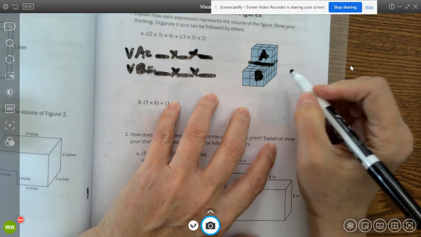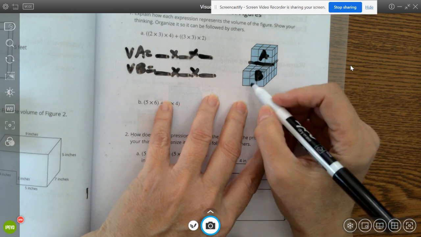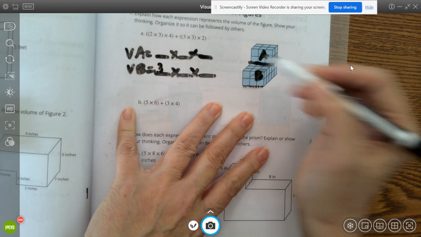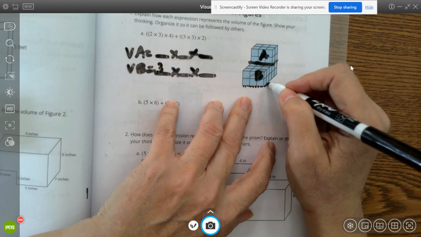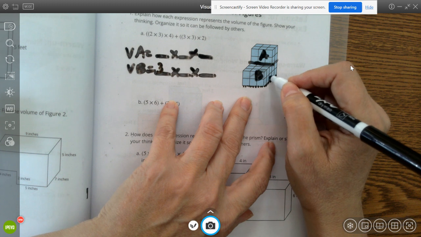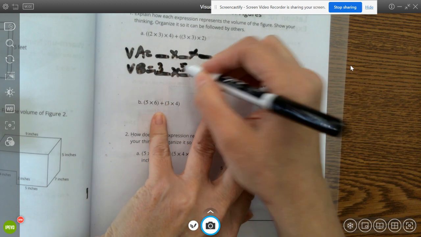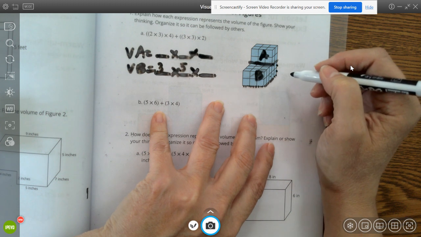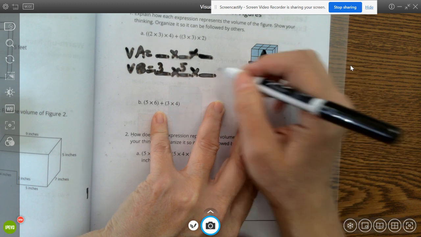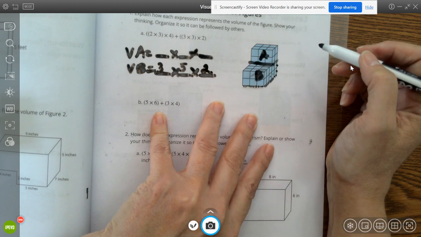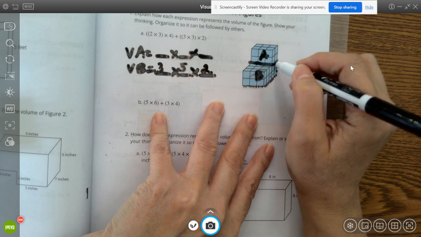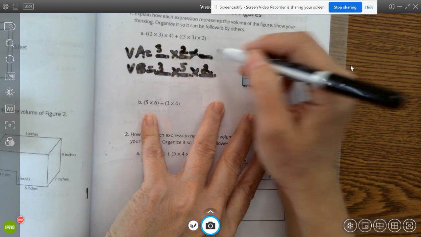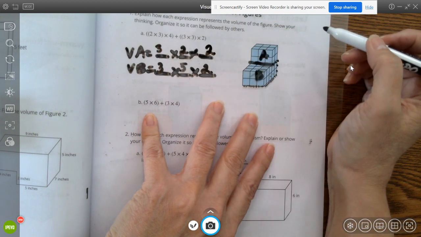Okay, let's do B first because it's easier for me. We're going to go across all the way, and that is 3. We're going to go back all the way, and that is 1, 2, 3, 4, 5. That is 5. And now we're going to go up, but we're only going to go up 2 levels because it's only that high for that block. So that is 2. Now we're going to look at this block. How many across is it? 3. How many back is it? 2. And how many up is it? 2. I'm not sure how they got 4.